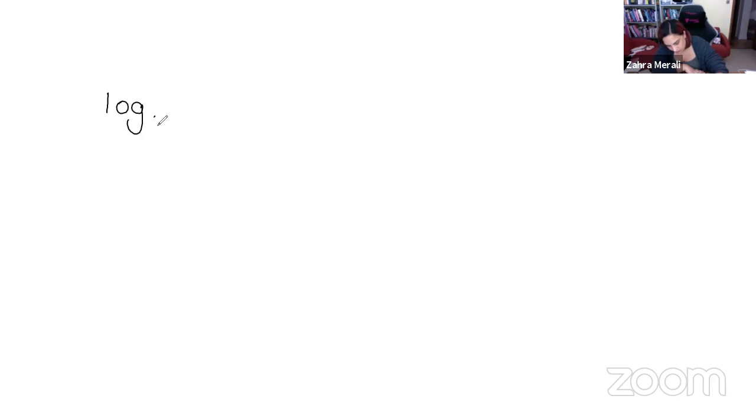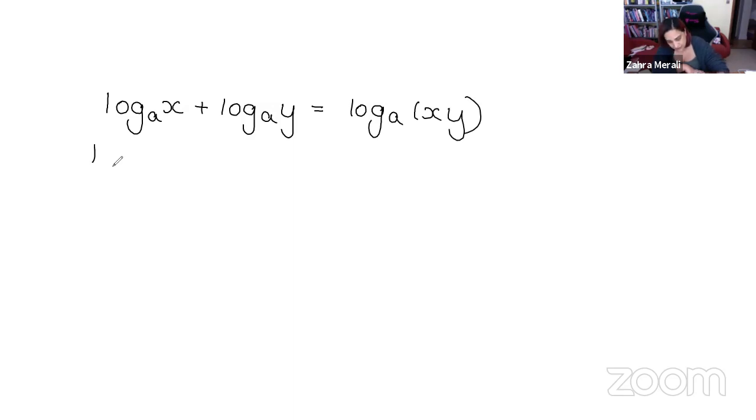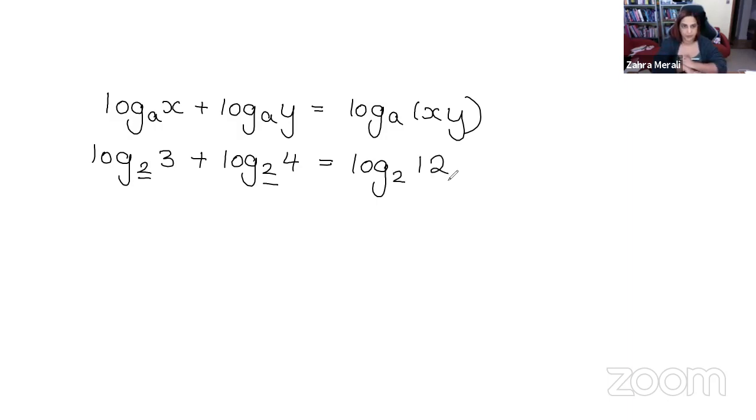You've got log a to the x plus log a to the y equals log a xy. So if I had log base 2, 3 plus log, now notice the bases are the same here, they have to be the same, 4, that would be the same as saying log to the base 2, 3 times 4, so 12. Okay, so it's kind of the opposite way round to what you do with indices. So that's rule number 1.